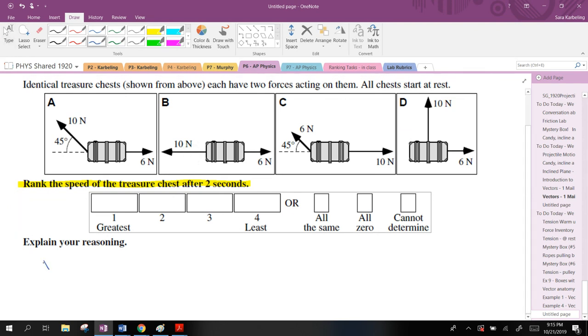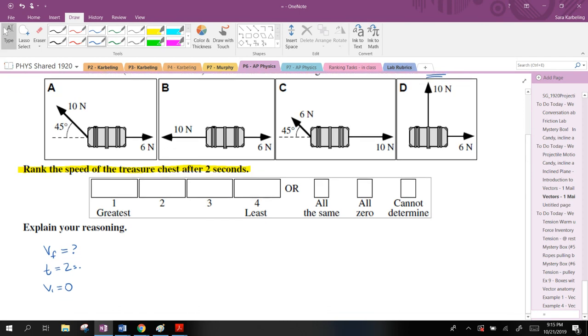It wants to know the final speed after a time of 2 seconds. And we know that they all start at rest, so that means the initial velocity is 0. If we need to find the final velocity, we might need to know the acceleration. If we knew the acceleration, the initial velocity, and the time, we could find the final velocity, right? That kind of makes sense. We can find the acceleration by knowing the net force over the mass, okay?